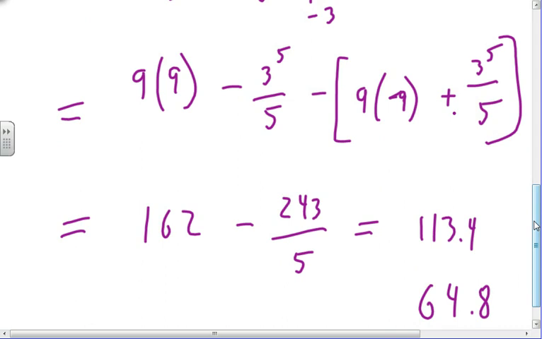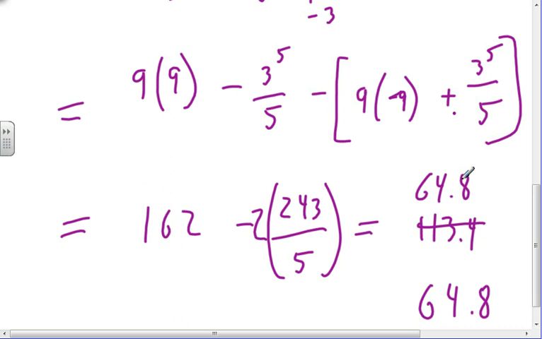I think I see the problem. I have 2 of these guys, do I not? 162 minus 2 times 243 divided by 5 equals 64.8. There we go. 64.8. Thus ends chapter 24 through section 1.